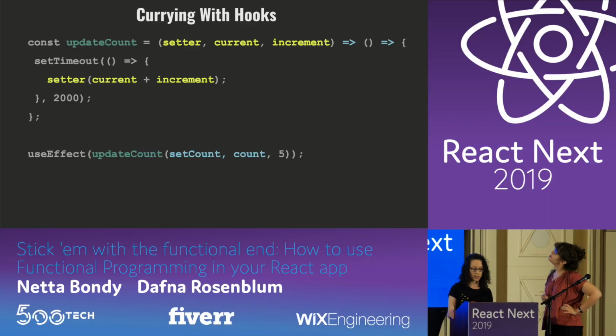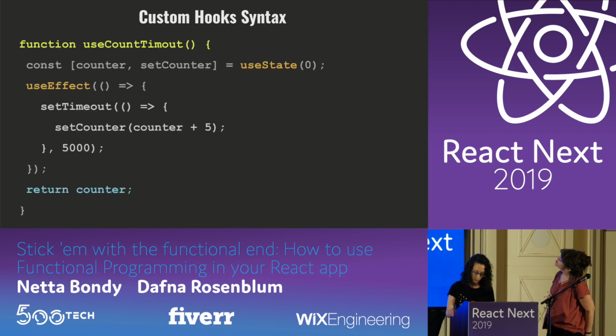So we have here a curried function, updateCount, and it receives a setter, current, and increment as 3 arguments. And it returns a function that sets the timeout according to the input arguments. And you can see below how we compose them together. And the other composition that we can do is using custom hooks. So we can take useState and useEffect, or any hook that we want, and use them outside of our component. So we can actually take this code and just paste it in an external file and call it from every component that we want. And that's a new way to reuse stateful logic that we can use instead of higher order components and render props.